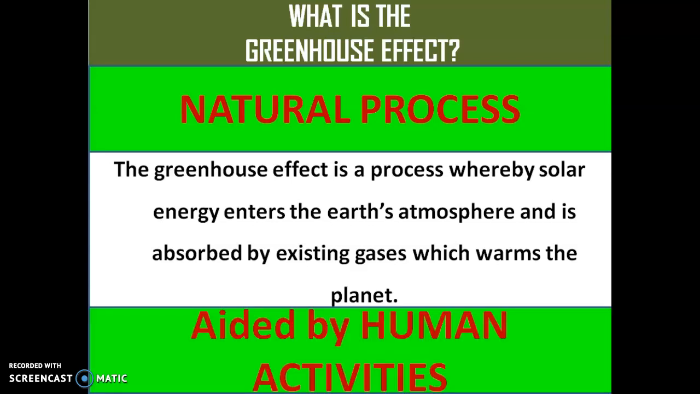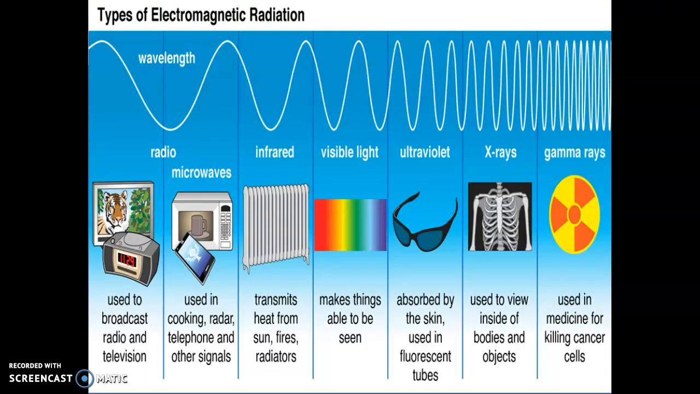However, in this day and age, human activities or anthropogenic activities are very, very important. So, the greenhouse effect is a natural process, but it is influenced or, in some instances, accelerated by human activities. Now, to continue, energy coming in from the sun can be subcategorized into radio waves, microwaves, infrared radiation or infrared energy.